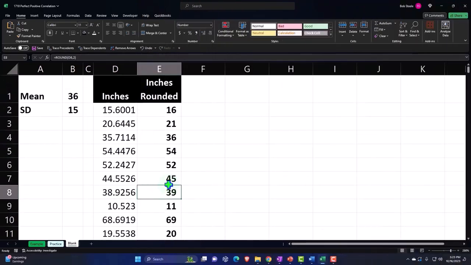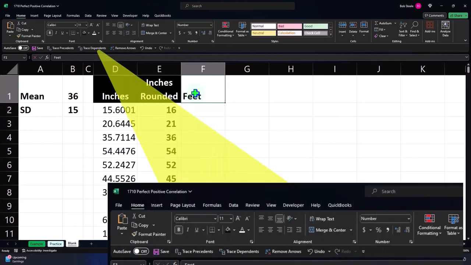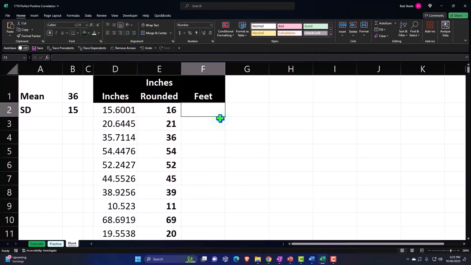Now if I convert to feet, let's convert it to feet, and we're gonna say, okay, font group, black, white, center. So feet would be inches divided by 12.